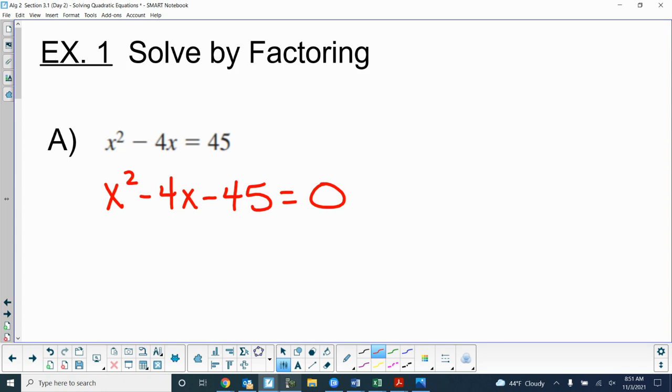What's my a value? 1. What's my b value? -4. What's my c value? -45. We all okay with that? All right. First of all, I should say, is there a GCF? When we factor, we should always look for a GCF, right? But there's not a GCF. So it's got 3 terms. We had steps for factoring. Step 2 was a difference of squares, but that only has 2 terms. So this has 3, so it's not one of those.